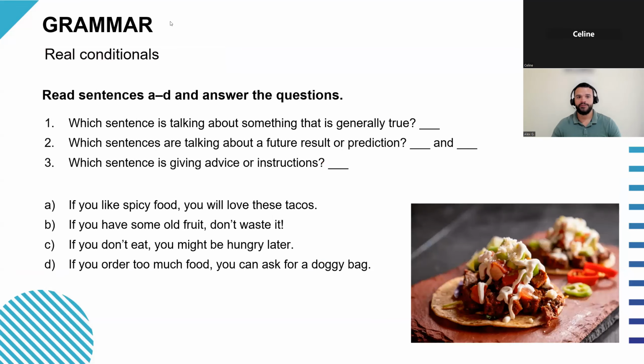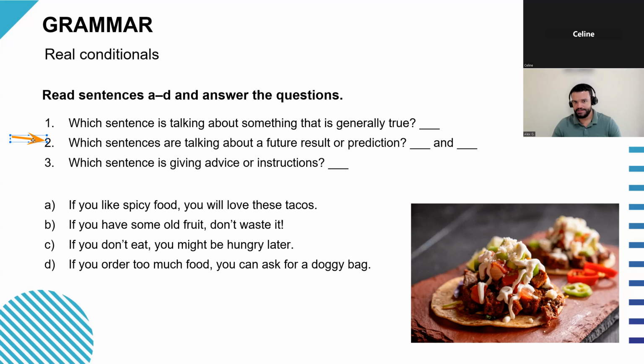Here we have real conditionals. So I am going to read the instructions. It says, read sentences A to D and answer the questions. So let's read the first ones. Let's go with number one, Celine. Which sentence is talking about something that is generally true? Okay. Number two, I will help you with number two.